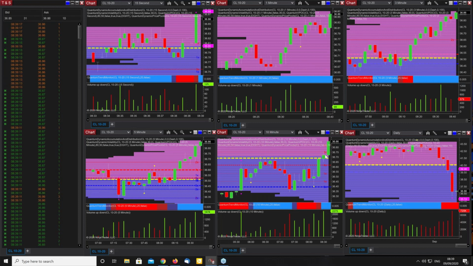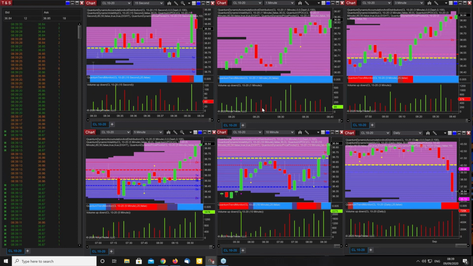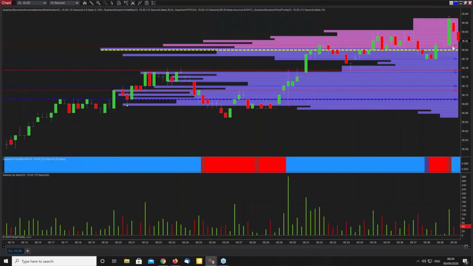This is another chart, completely different market, but the principles are exactly the same. Multiple time frames, indicators working the same way. I've got time and sales running down here, so I can keep an eye on what's coming through in terms of order value, order quantity. A 15-second chart of oil. What have we got? We've got a volatility trigger. What do we expect to see?